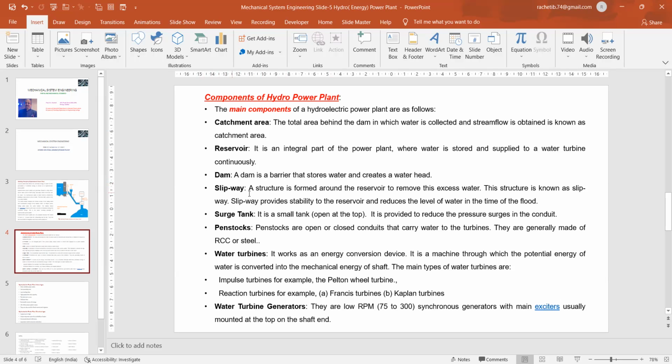Dam spillway is one more term. A structure is formed around the reservoir to remove excess water. If excess water is coming from the dam, it may damage the structure of the reservoir. In order to avoid that overflow, a spillway is made, to avoid damage to the dam as well as the reservoir. The surge tank is a small tank provided to reduce the pressure surges in the conduit.